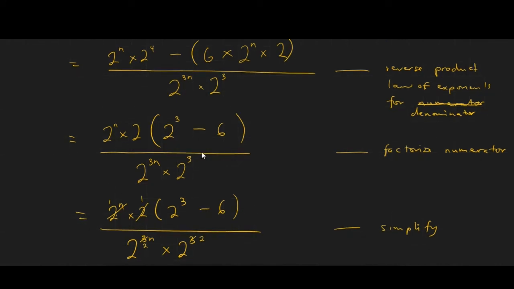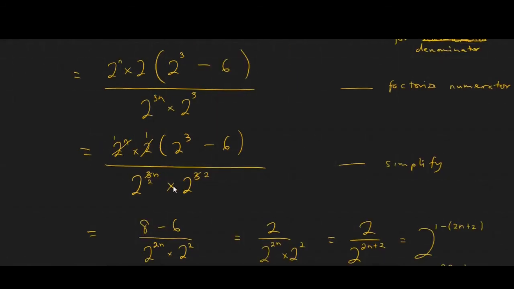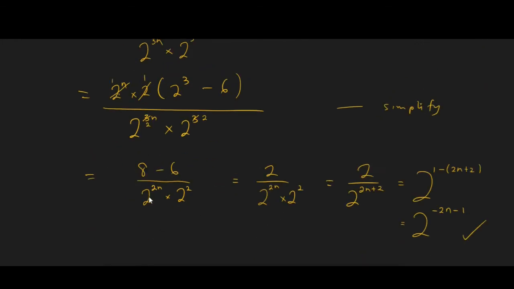And then further, we will factorize the numerator, which means we have to extract out 2 to the power n times 2 outside the bracket. And we'll get 2 raised to the power 3 minus 6 inside the bracket. Now what happens afterwards? We'll further simplify and then we will get 8 minus 6 all over 2 raised to the power 2n times 2 raised to the power 2.